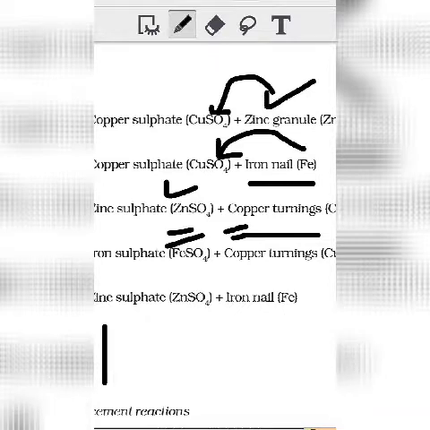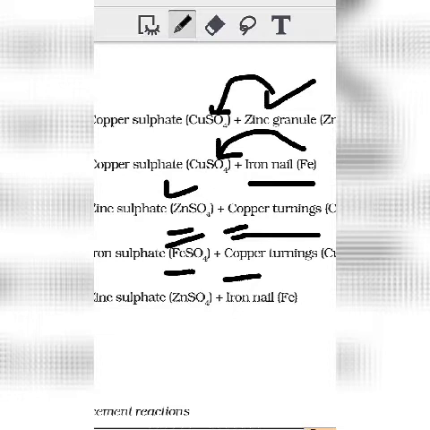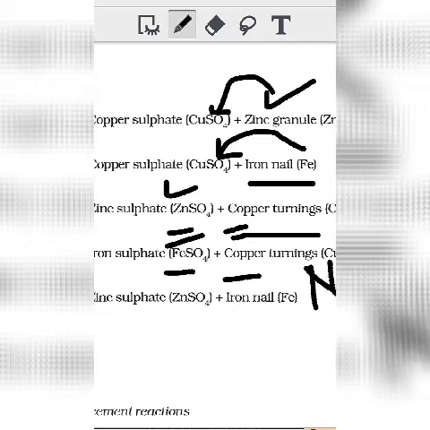The next is iron sulfate and copper turnings. Now in this, who is more reactive, iron or copper? We know iron is more reactive, copper is less reactive. So here also there will be no reaction because a less reactive metal cannot replace a more reactive metal.